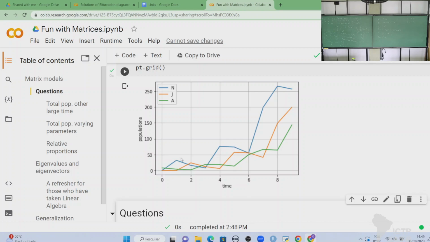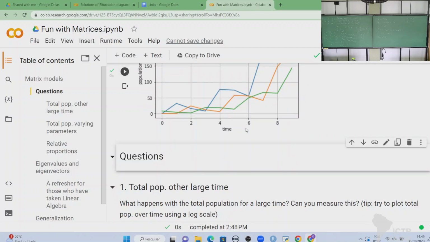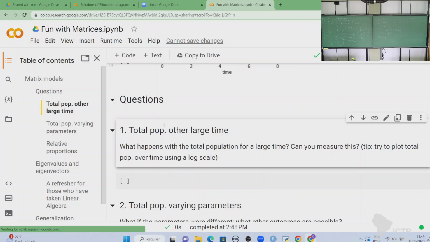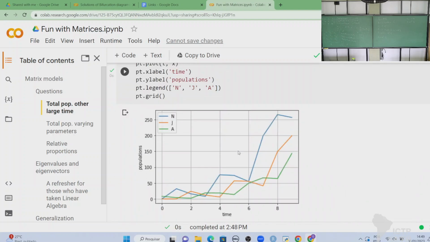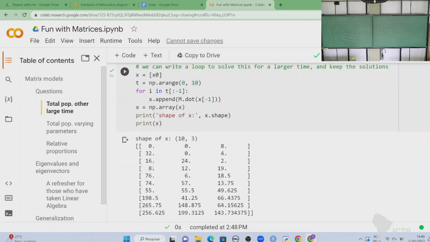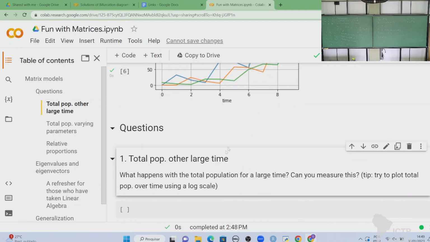Now I want you to work on this a little bit. I want you to look at the total population. How do you get the total population with this thing here? I have to sum the 3 columns. If I sum the 3 columns, I have the total population. I want you to see what happens for a large time. Instead of looking at each population, look at the total population.